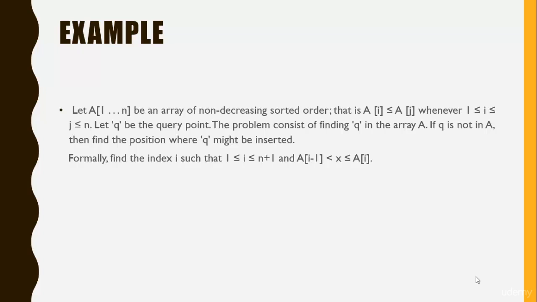Problem statement: let A[1..n] be an array in non-decreasing sorted order, that is, A[i] ≤ A[j] whenever 1 ≤ i ≤ j ≤ n. Let Q be the query point. The problem consists of finding Q in the array A. If Q is not in A, then find the position where Q might be inserted. Formally, find the index i such that 1 ≤ i ≤ n+1 and A[i-1] < Q ≤ A[i].